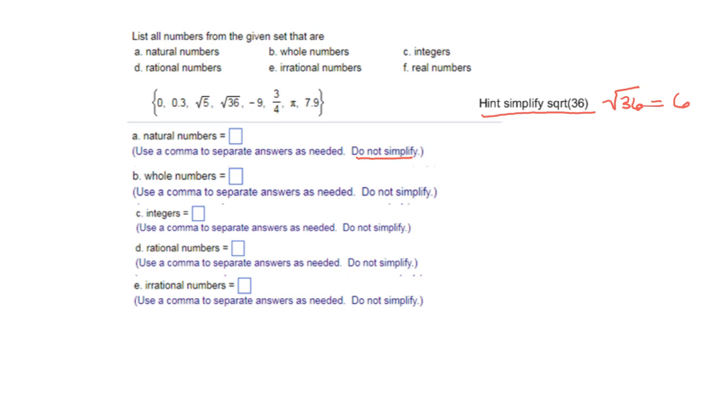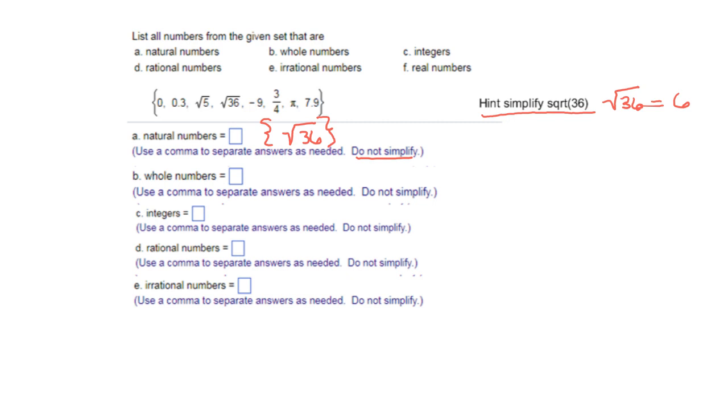For the set of natural numbers, we have our braces here, and we're going to look at our values from left to right and see if we have any natural numbers. Natural numbers start with the number 1 and higher. There's no number that I can see that is 1 and higher except for the square root of 36, which simplifies to 6.